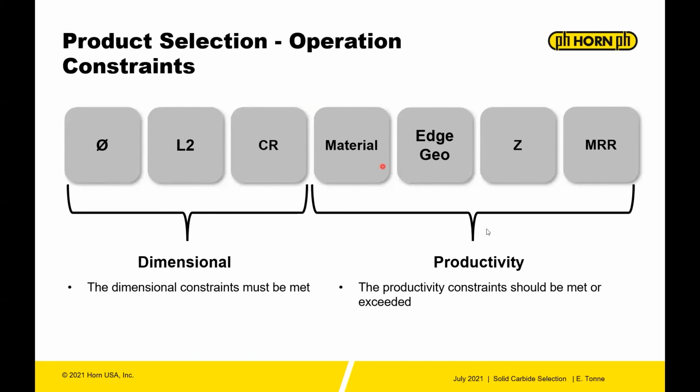Now, where you have more flexibility is on the productivity side. Your productivity side is selected based on the material. You don't want to use an end mill designed for aluminum in a piece of heat treated steel. And likewise, you don't want to use an end mill made for heat treated steel in an aluminum application. The edge geometry just doesn't match up, and you won't be successful. The other things are number of flutes, and then MRR. So those are the constraints that you need to deal with.